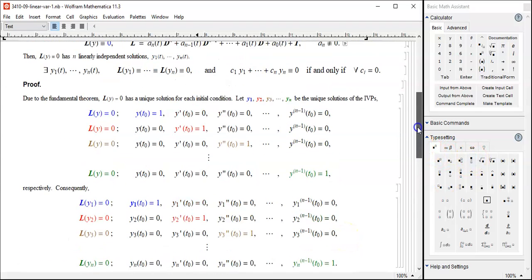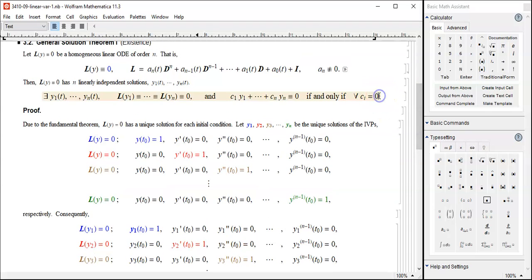Let's go back to the main statement in formal expression. There exist functions y1 through yn. Yes, they exist because of the fundamental theorem. And their solutions, again, yes, from the fundamental theorem. And then we want to prove they are linearly independent. So we assume the linear combination is identically equal to 0. And my goal is to prove all the coefficients, C1, C2, C3, are all zeros.